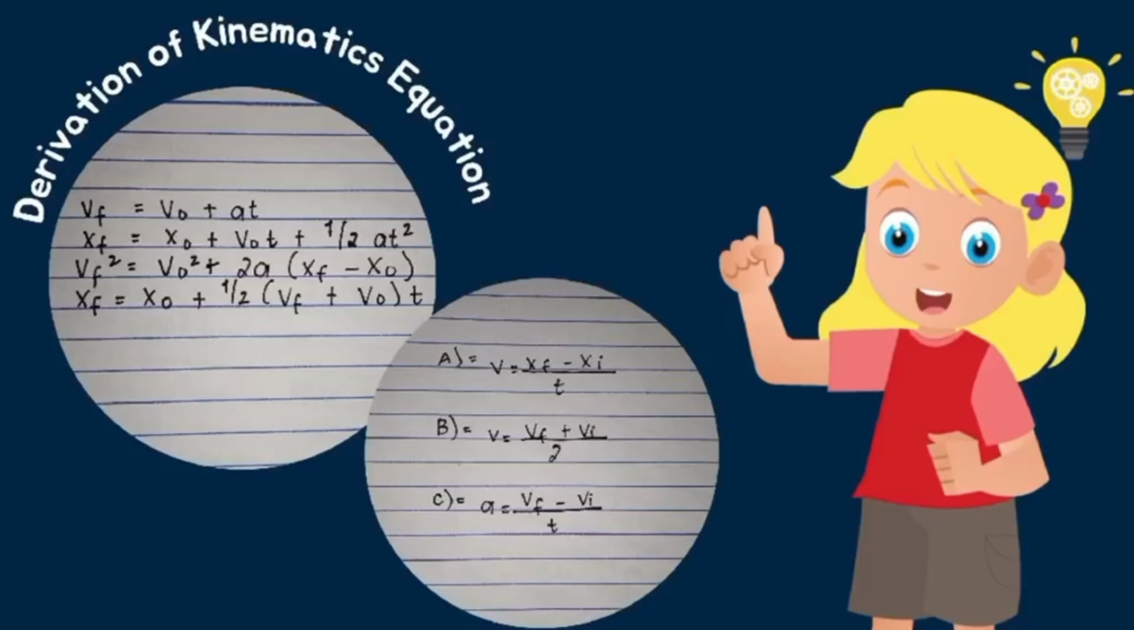Let's start at letter A. v equals x sub f minus x sub i over time. The next letter is B. v equals v sub f plus v sub i over 2. The next letter is C. a equals v sub f minus v sub i over time.